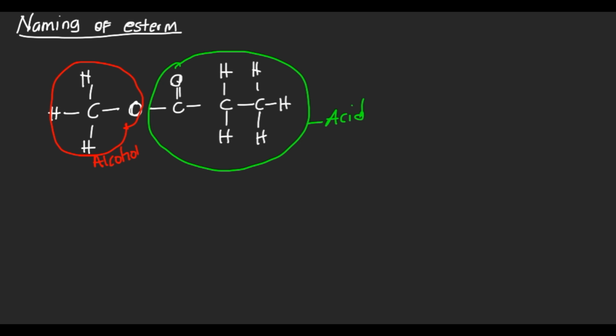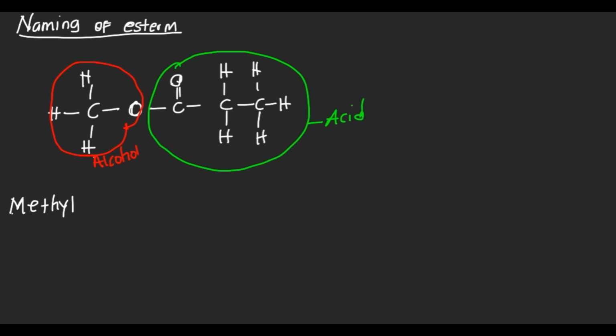Now, after you are done identifying these two, first we need to look at how many carbons are there in the alcohol part. You can see that we only have one, and the prefix for one is just meth. Then you add YL, so this becomes methyl.